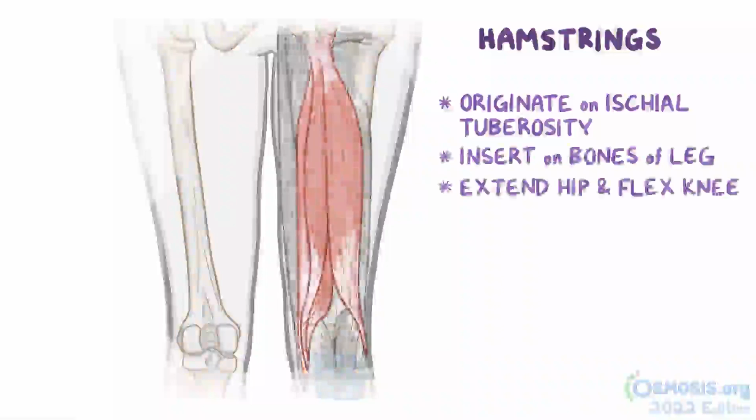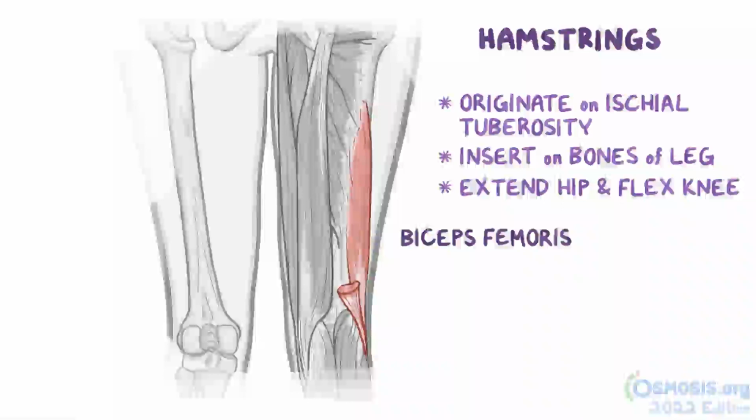However, it's important to note that the biceps femoris muscle has 2 heads, the long head and the short head. Only the long head is considered a hamstring muscle, as the short head does not have the same features as the other 3 muscles.